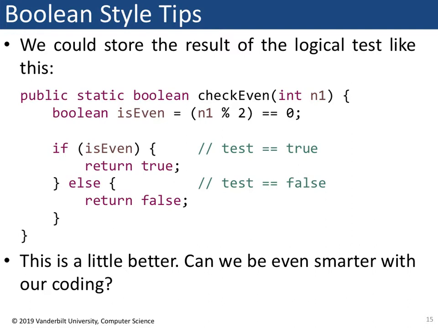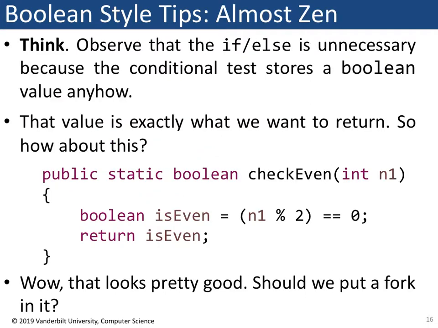I would say this is somewhat better, but it's sort of a lateral move. We can do better. Okay, let's think about this. The if-else was really unnecessary in the previous logic. Let's look at why. We were already doing this test to see if n1 was even. n1 mod 2 is equal to 0 will evaluate to true if n1 is even, and false if n1 is odd.